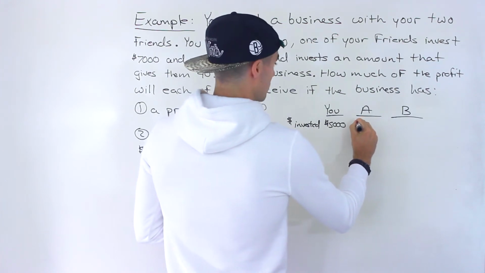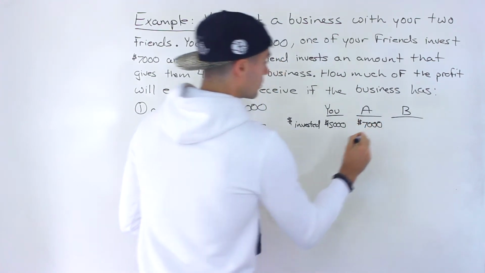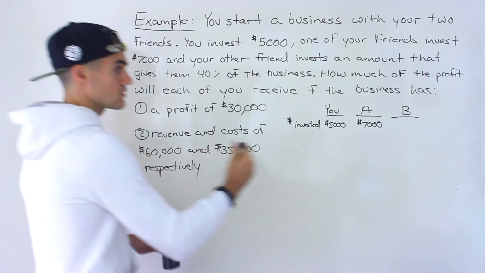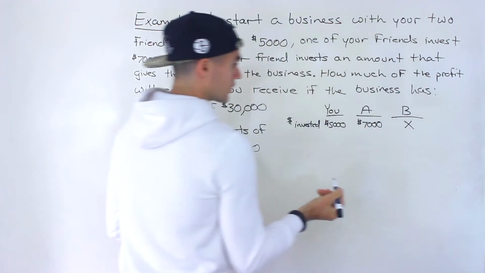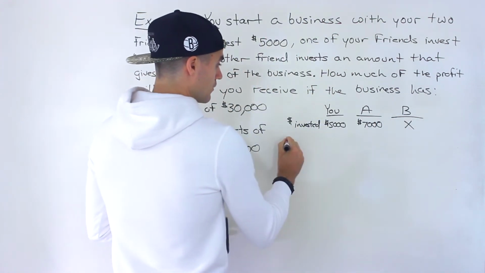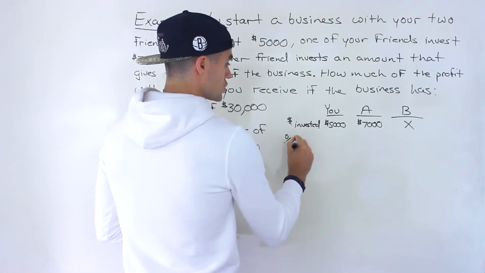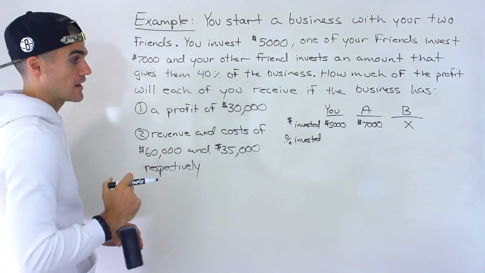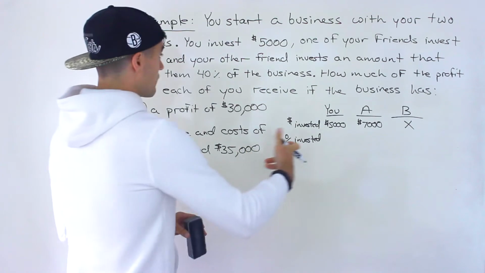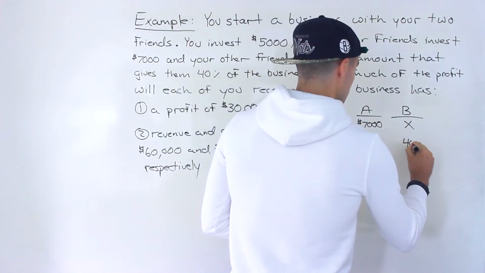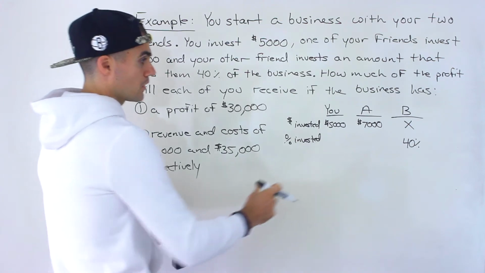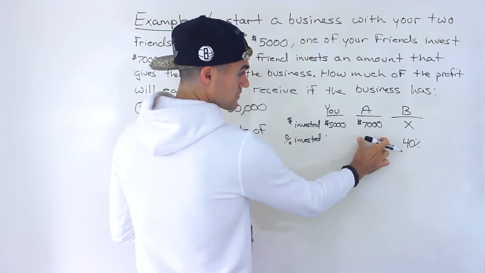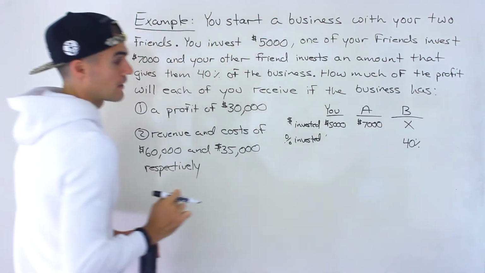Your second friend invests $7,000, and then we're not told the dollar amount that your third friend invests. We're just told the percentage of the business that they're going to get. So let's call this X over here. And then let's make another row here for the percentage invested, and the percentage invested is also going to be the percentage of the business that is owned. So notice that for the third friend, we're told the percentage, but we're not told your respective percentage and your second friend's respective percentage. We're just told the dollar amounts.